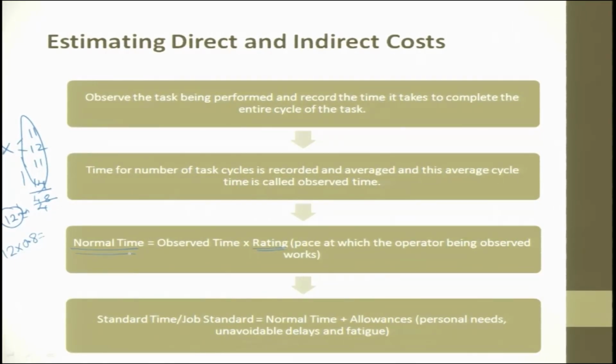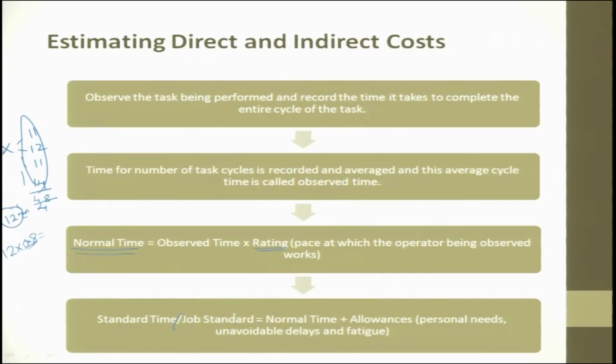Pace at which the operator is observed to work, that is the rating. So, we always multiply with that, and then what we say is the time which you take for a cycle time. Then what we do is standard time divided by the job standard, that is nothing but normal time plus allowance we give. So, what is the job standard? This man does it at this pace, but when I do it within 8 minutes.